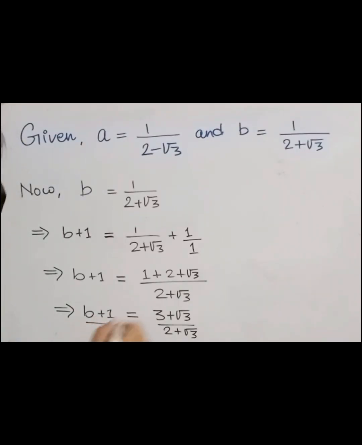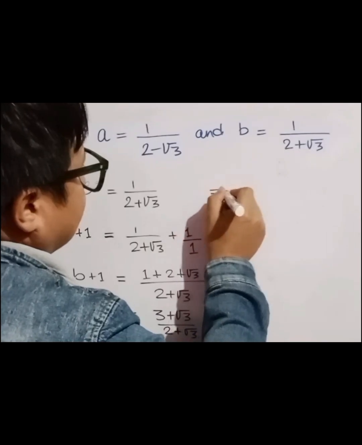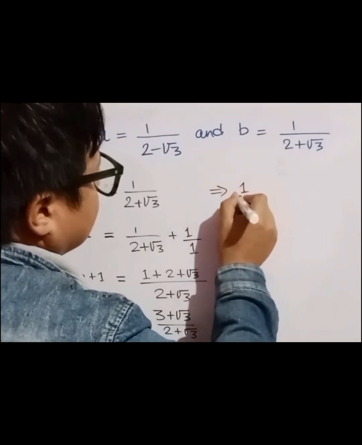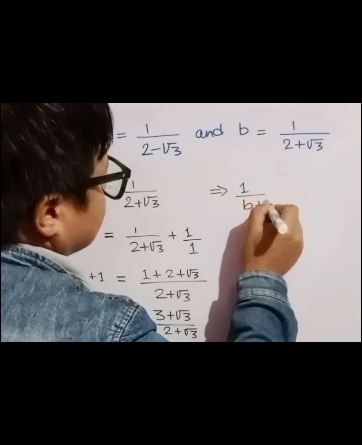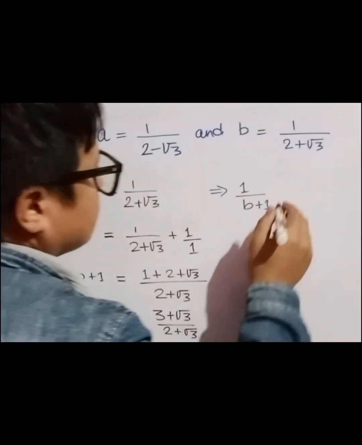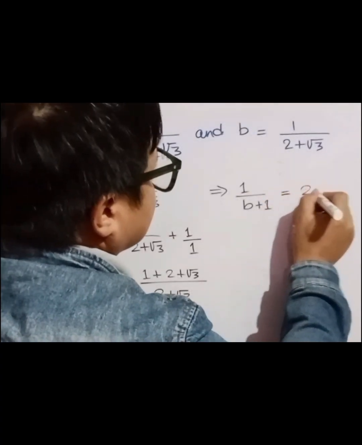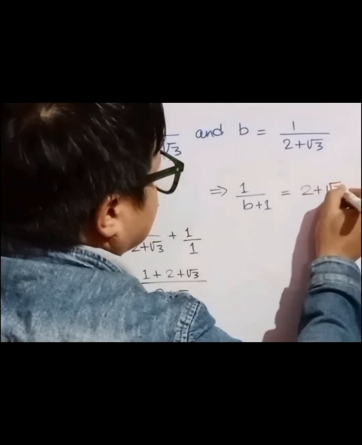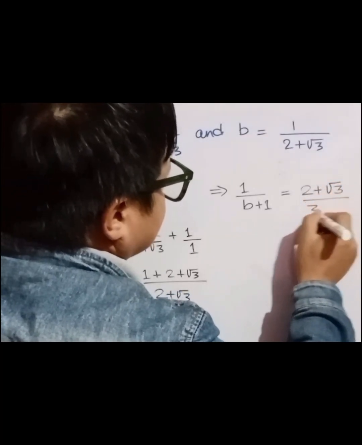Now to calculate the value of 1 upon b plus 1, we have to write the reciprocals of both sides, and it becomes 1 upon b plus 1 is equal to 2 plus root 3 upon 3 plus root 3.